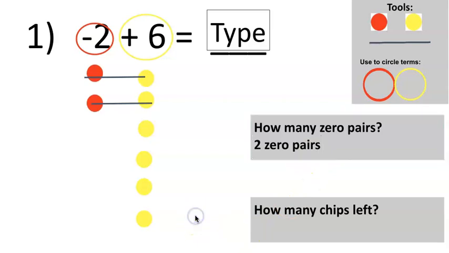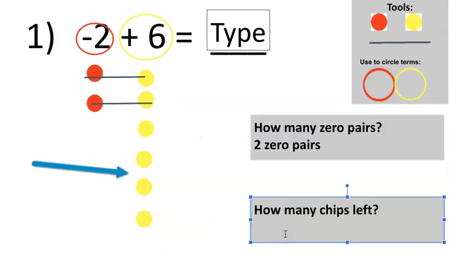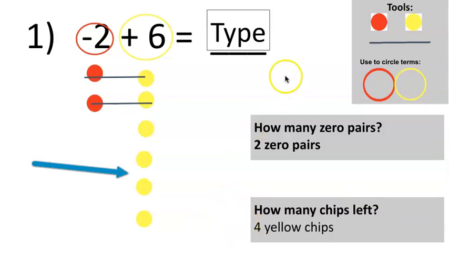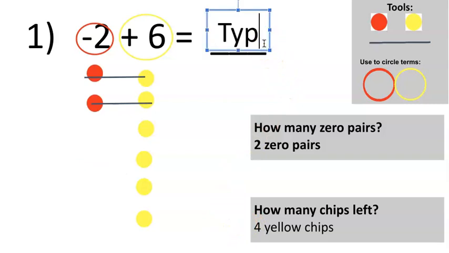So the fourth step is to count how many chips are left over. We look at how many are left over, and we have 4 yellow chips left over. So we're going to take the number 4 and we're going to represent it up here. Take the word type off, and you can just simply put a 4. Okay, so that is the answer to our first problem.